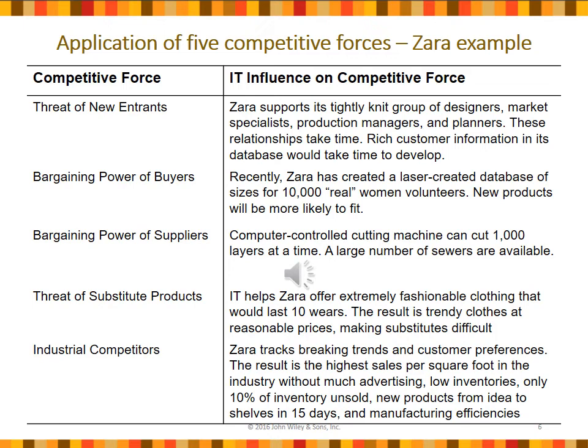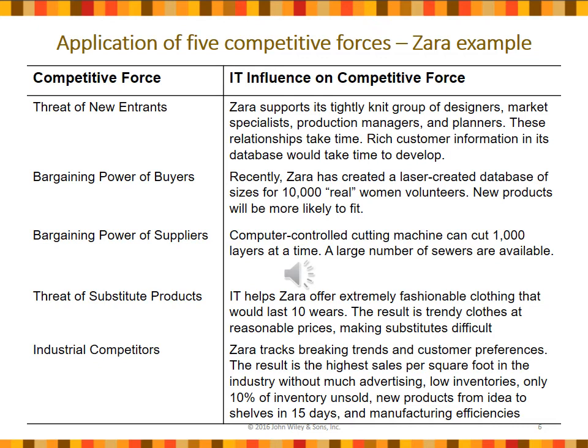So how to minimize it? Zara has computer-controlled cutting machines that can cut 1,000 layers at a time. So a large number of sewers are available. So Zara uses the technology in cutting the material. So they minimize the time and they have many sewers available for dealing with a huge number of cut materials. And then threat of substitute products. So IT helps Zara offer extremely fashionable clothing that would last 10 wears. The result is trendy clothes at reasonable prices, making substitutes difficult.